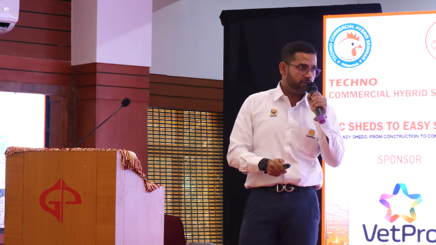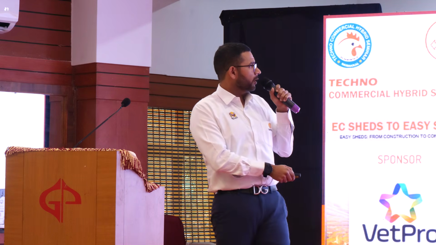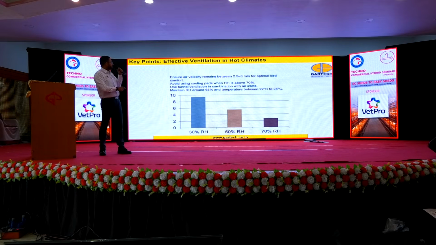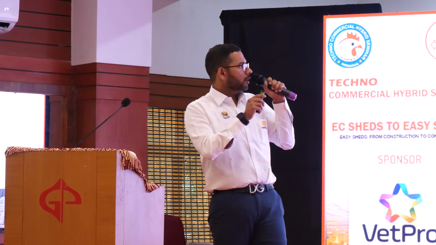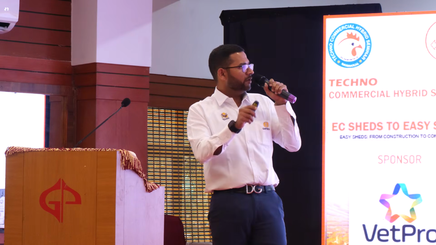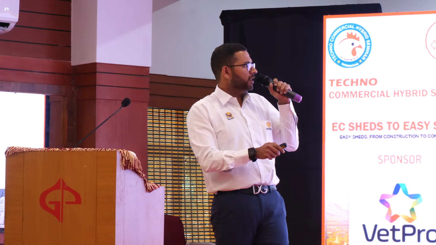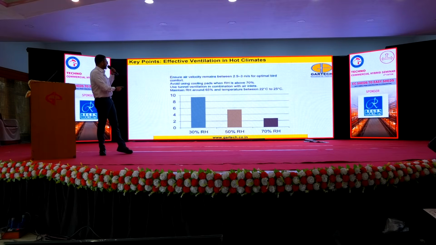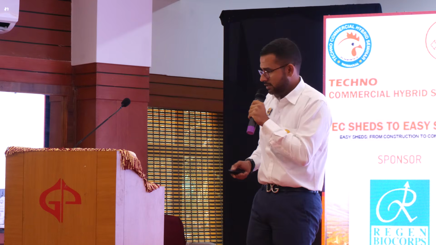This is the conclusion for what we want to talk about. Ensure air velocity remains, I would say, over 2.5 for optimal bird comfort. Avoid using cooling pads when humidity is high. Use tunnel ventilation in combination with air inlets and tunnel inlets. Maintain RH at around 65% if you can, and temperatures if you can.